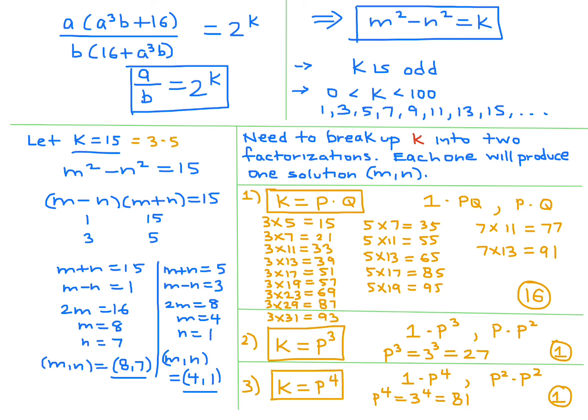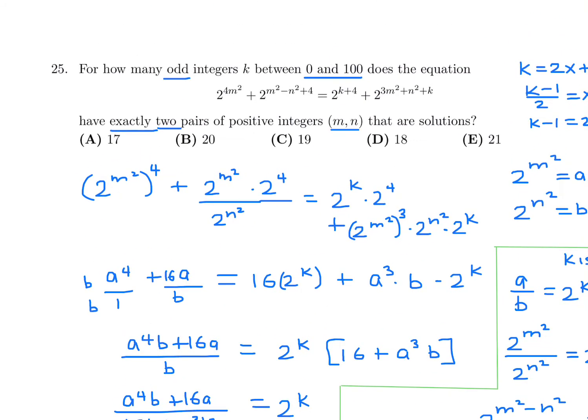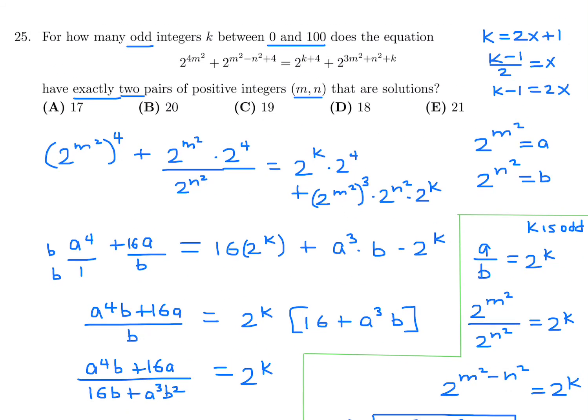And there we go. We've got 16 here, we got 1 here, and 1 here. The total will be 16 plus 1 plus 1, which is 18. 18 is the answer to this very challenging question. And that means for number 25, the answer is D.